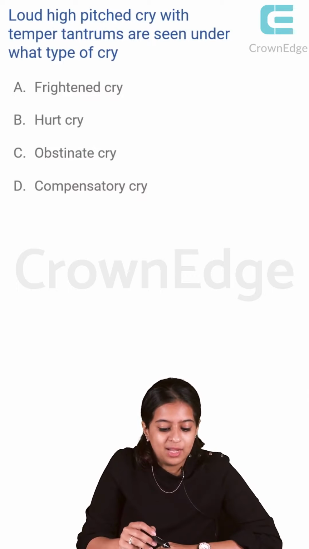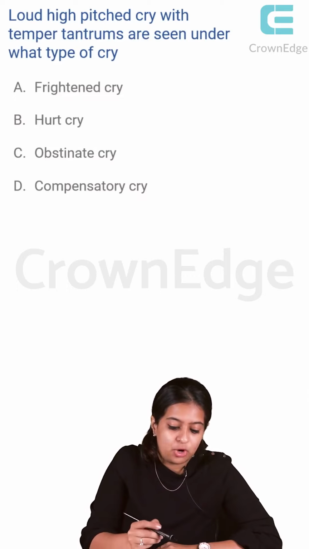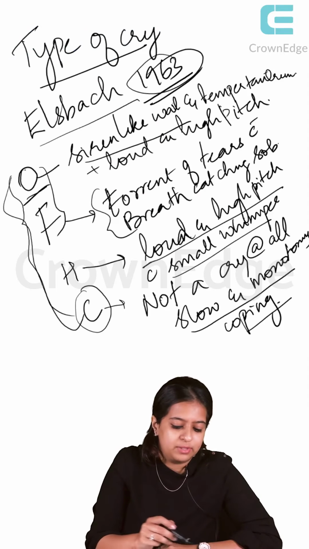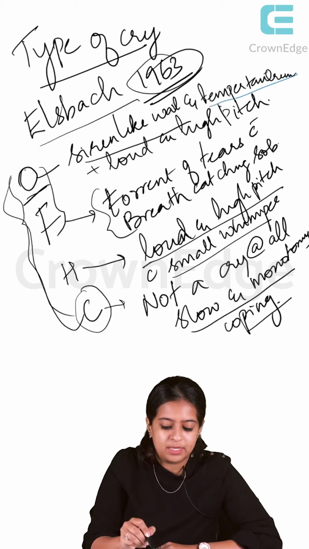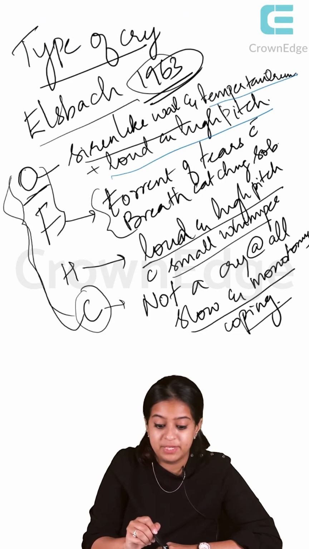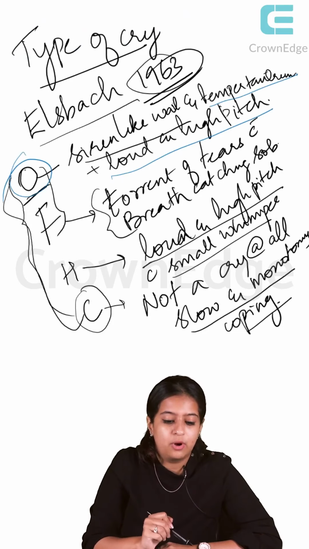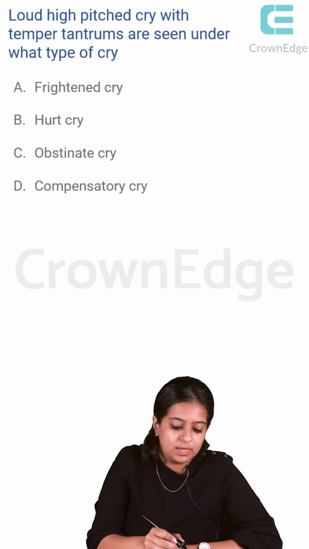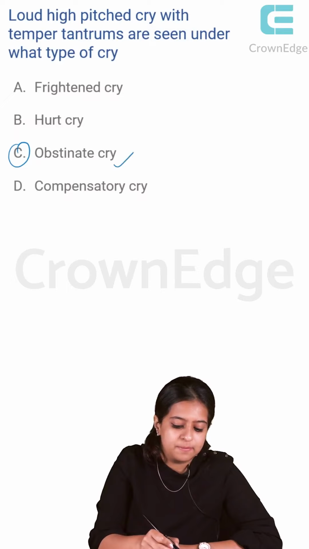Let's move on to the next question. Loud, high-pitched cry with temper tantrums is seen under what type of cry? Is it option A, frightened cry? Option B, hurt cry? Option C, obstinate cry? Or option D, compensatory cry? Let's go back to the characteristics. The one with temper tantrums and high-pitched noise is the obstinate cry. So the right answer for this question again would be option C, obstinate cry.